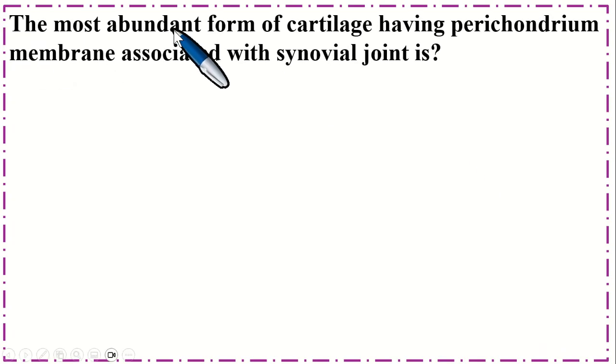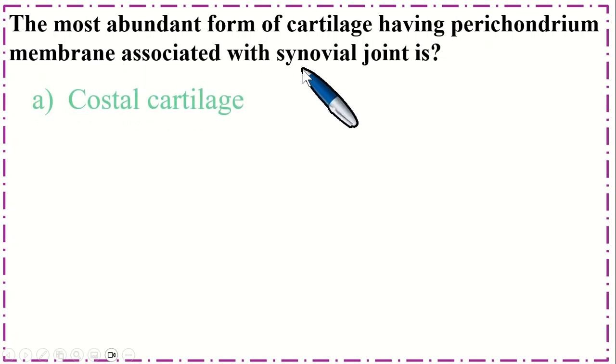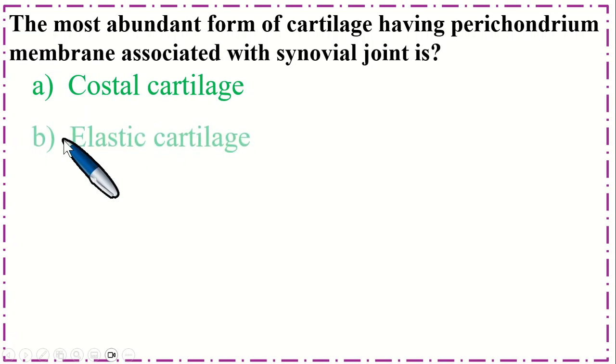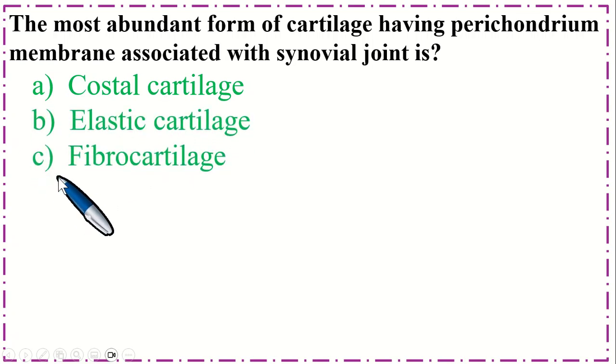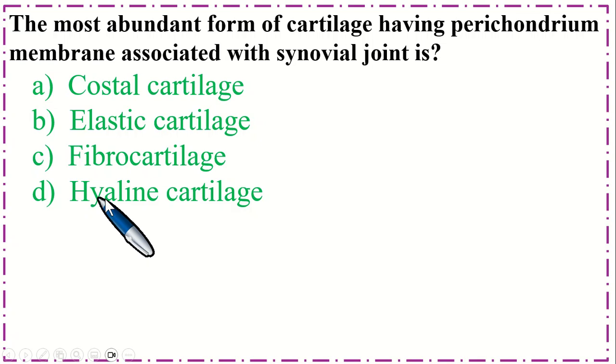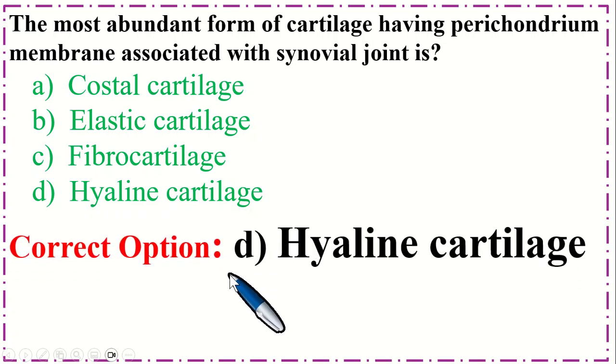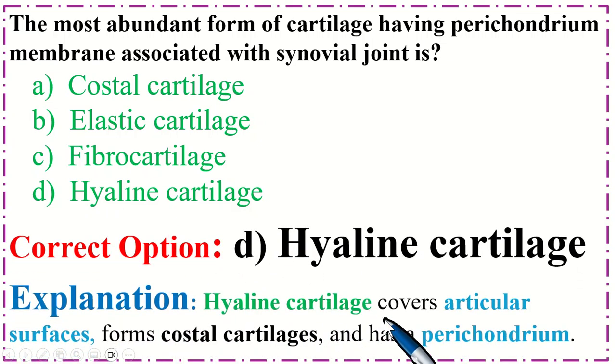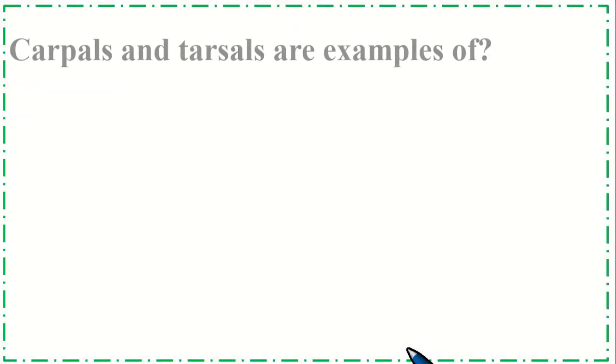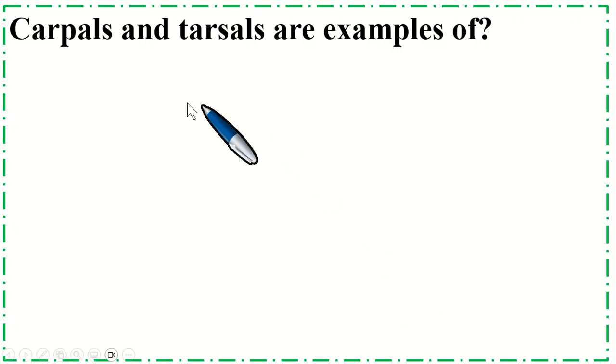The most abundant form of cartilage having pericardium membrane associated with synovial joint is option A. Costal cartilage, B. Elastic cartilage, C. Fibrocartilage, and option D. Hyaline cartilage. So the correct option is D. Hyaline cartilage. Hyaline cartilage covers articular surfaces, forms costal cartilages, and has a pericardium. So this is very important MCQs.